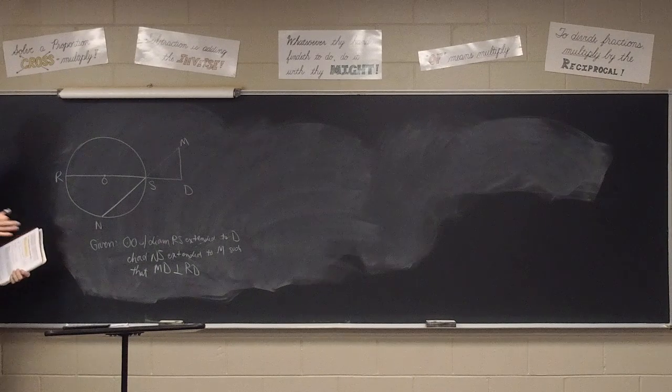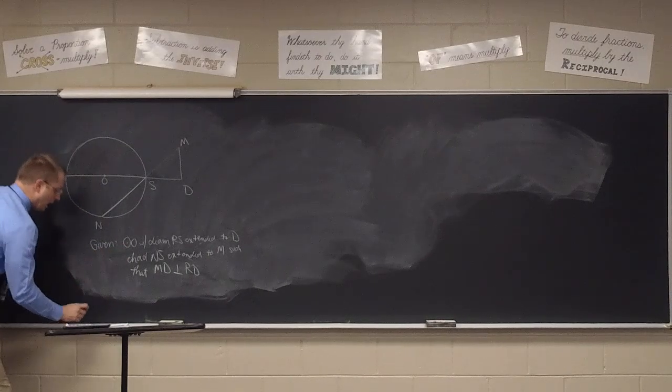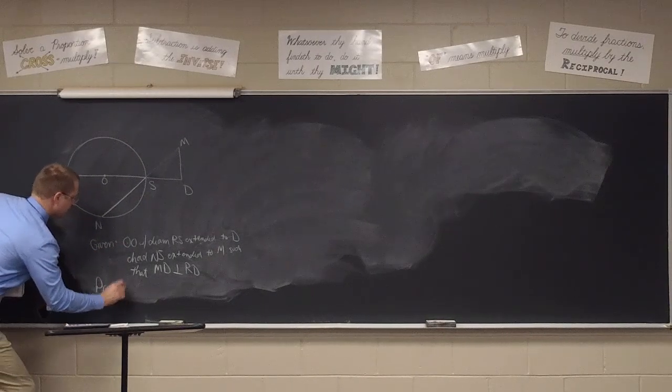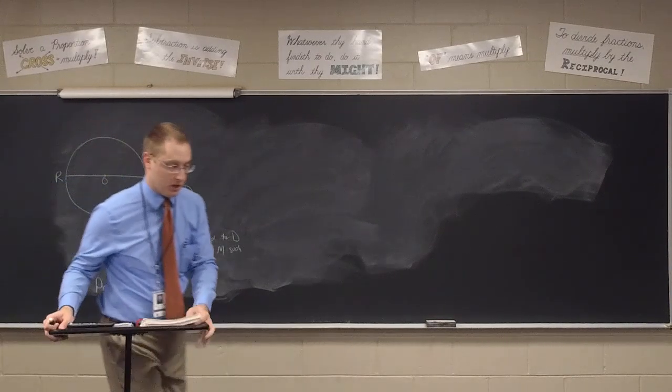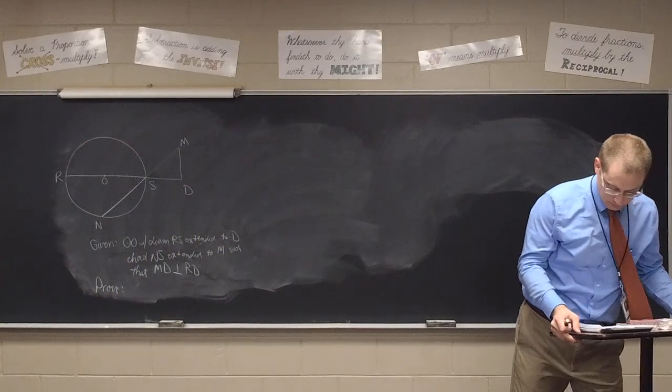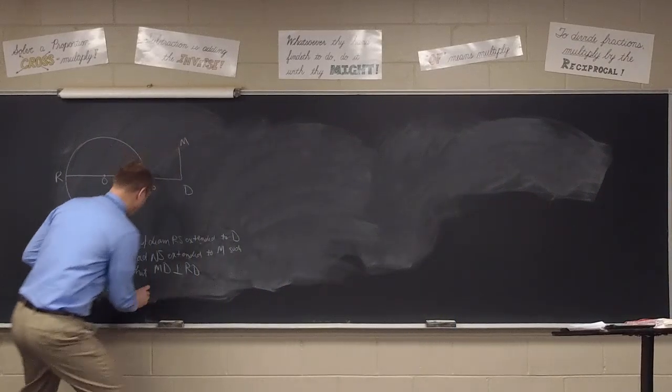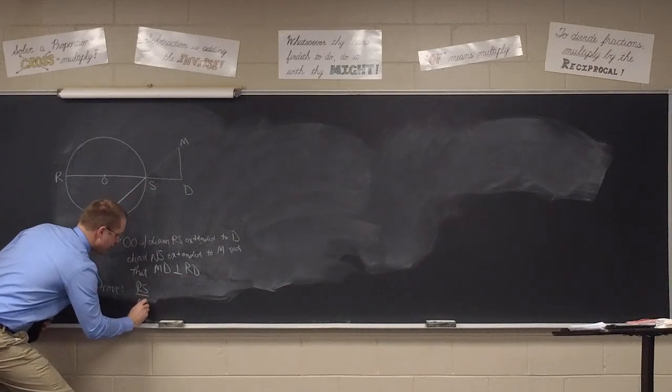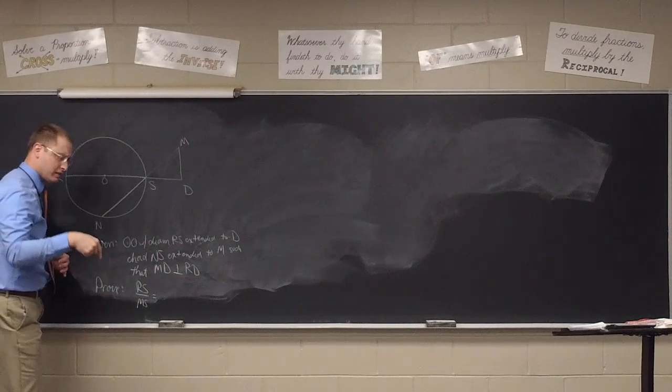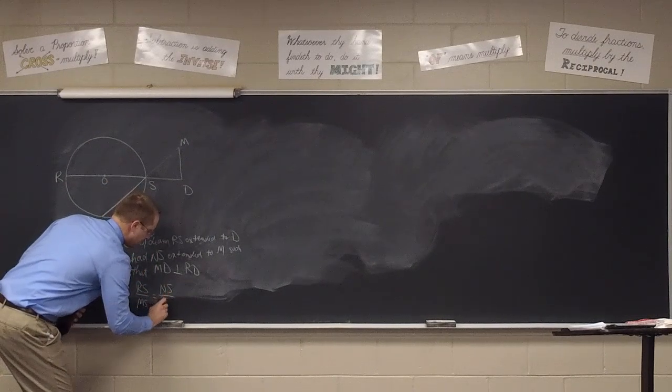All right, quizzes, tests, again, I'll be giving you the given. And then what are we trying to prove? This was very clearly spelled out for us. Chris? RS is to MS as NS is to DS. All right, RS is to MS as, you said NS is to DS? Yes. As NS is to DS.